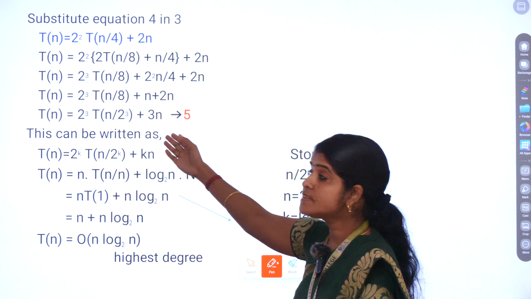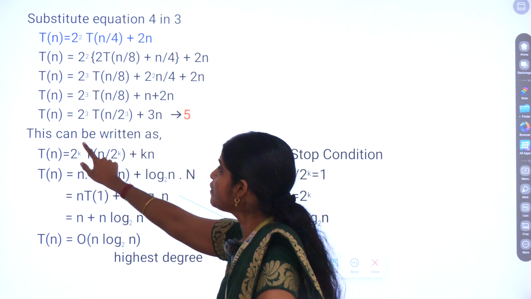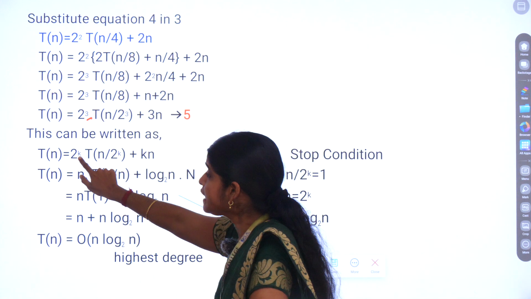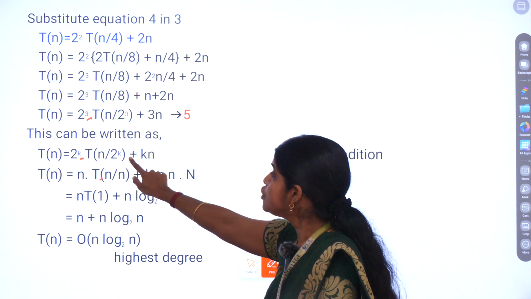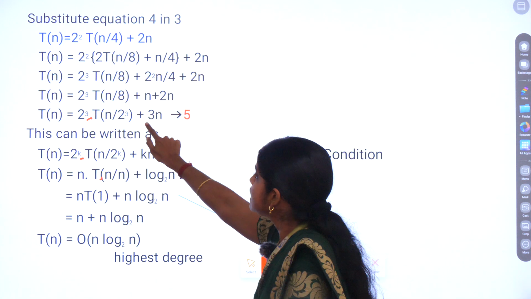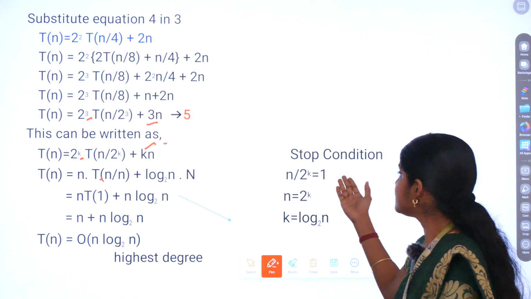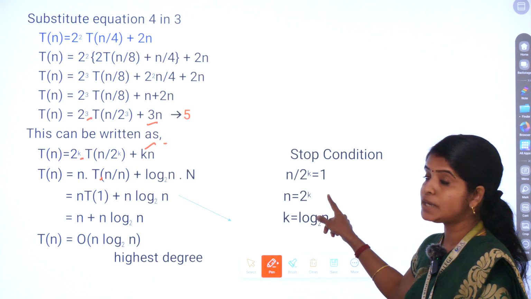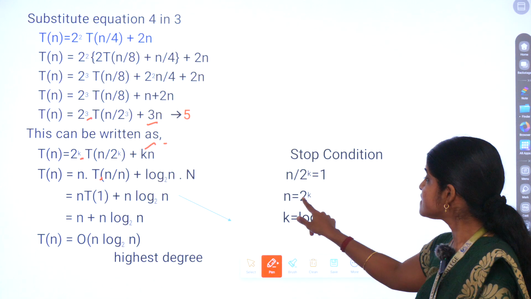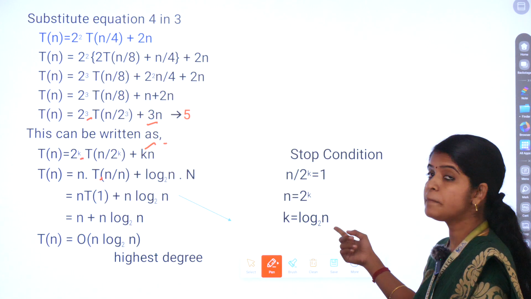So here this equation can be written as T of n is equal to 2 power, instead of 3 I am writing k here. So 2 power k T of n by 2 power k plus kn. So here is our stop condition. n by 2 power k is equal to 1. After that n is equal to 2 power k. Here k is equal to log n base 2.